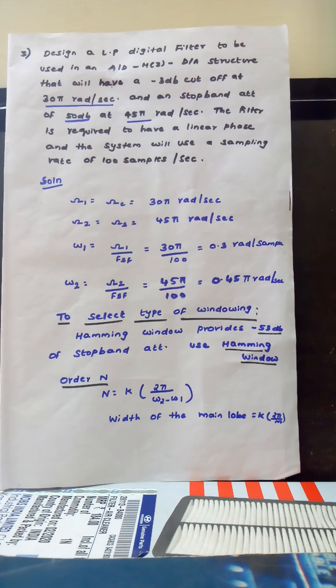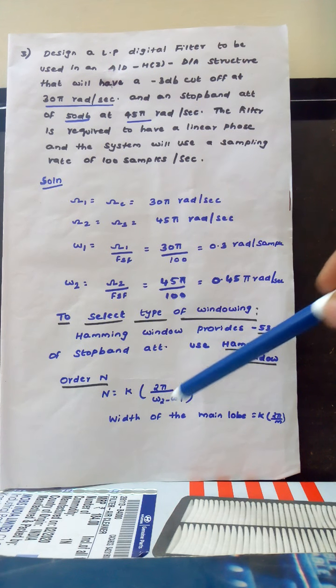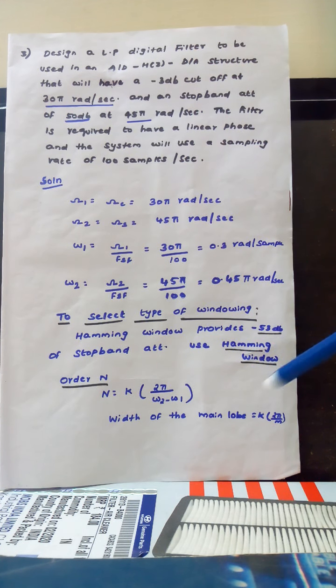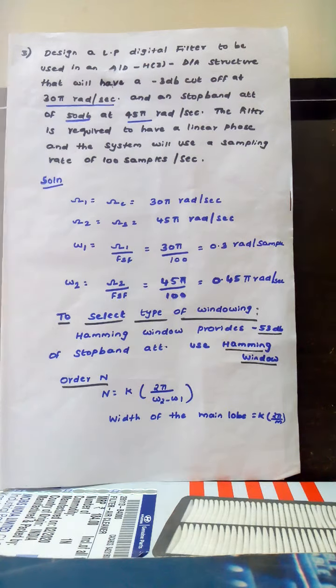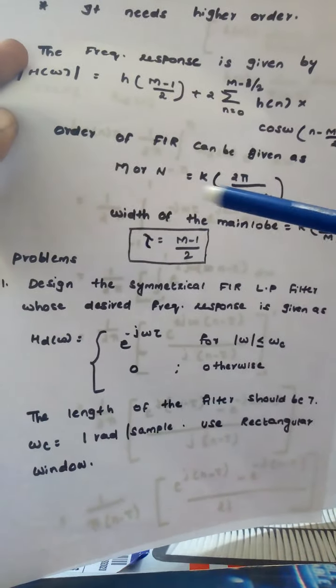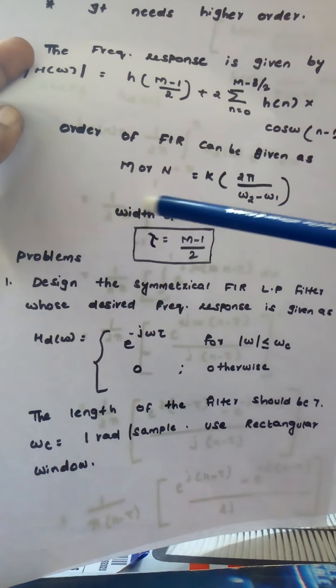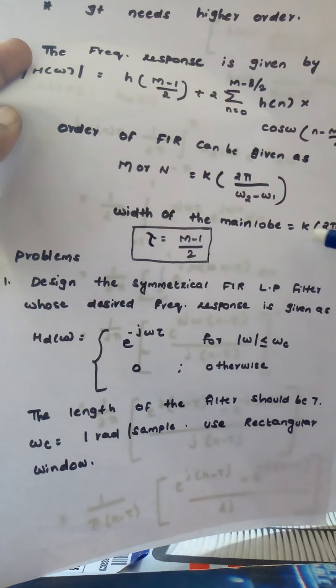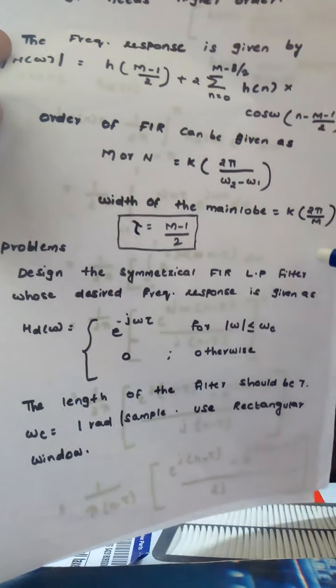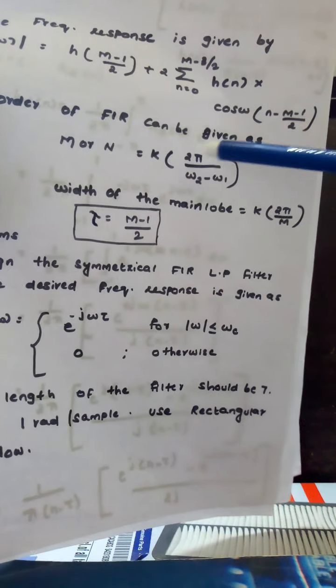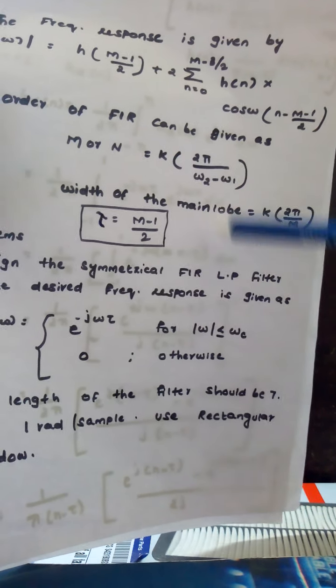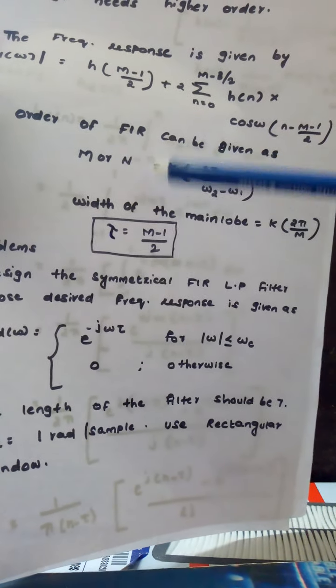So to find the order n, we already know the formula: n equals k into 2 pi divided by W2 minus W1. We have already given that the order of the filter, m or n, is equal to k into 2 pi divided by W2 minus W1, and the width of the main lobe can be found by k into 2 pi divided by m. Using these two, we first have to find the value of k, and once we know k, we can find the order n.